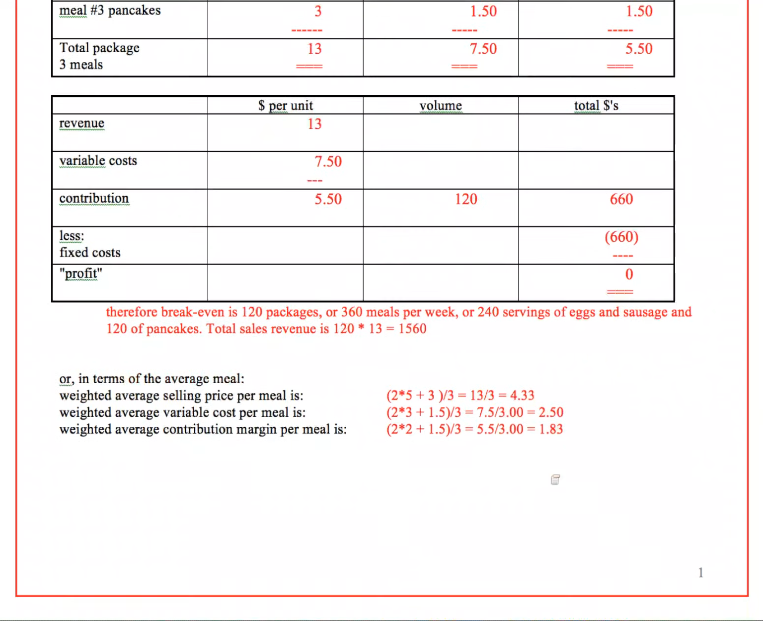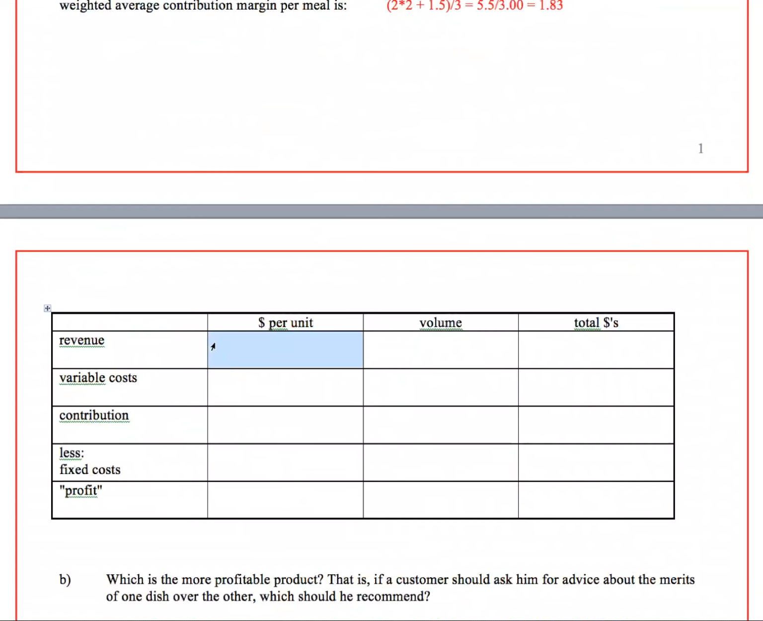And if we worked on that basis, then in terms of individual meals the average price per meal is $4.33, the variable cost per meal is $2.50, and the contribution margin per average meal is $1.83. At break even, profit is 0. Fixed costs we know were $660, and so total contribution at break even must also be $660, so the volume of average meals is 660 divided by $1.83, again 360.